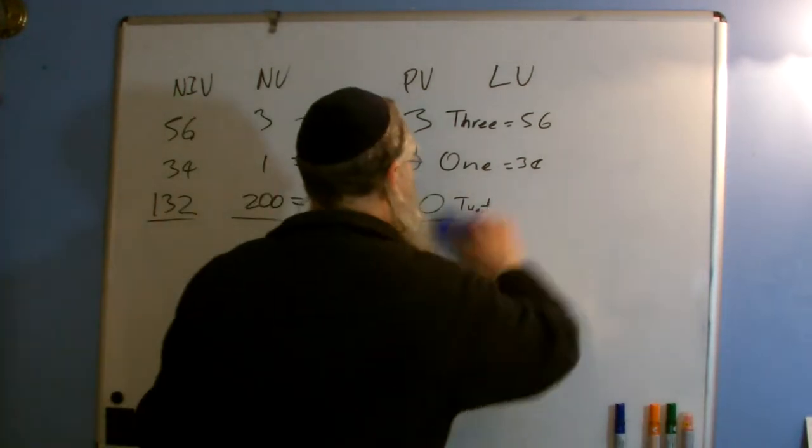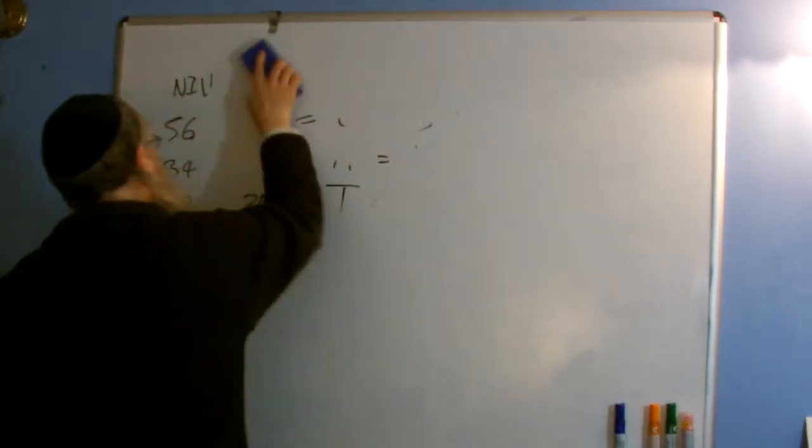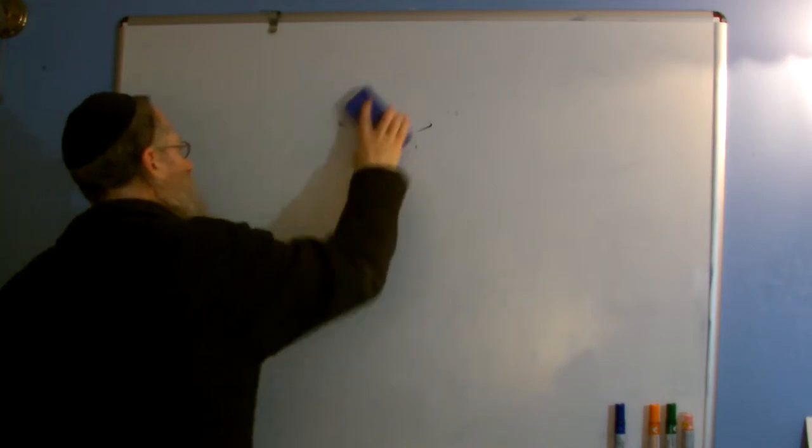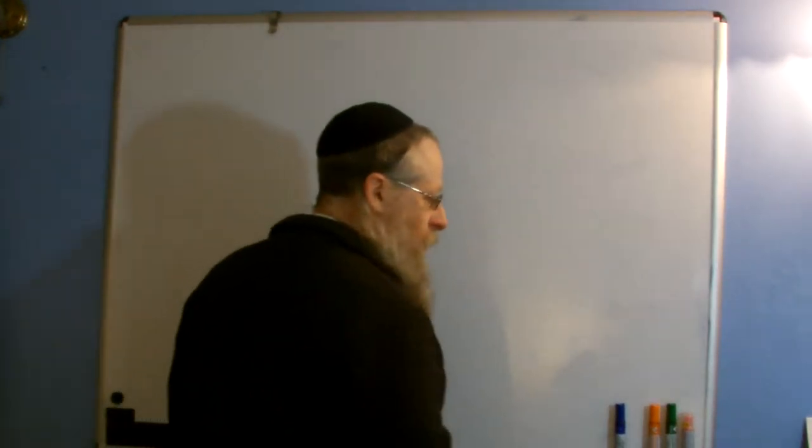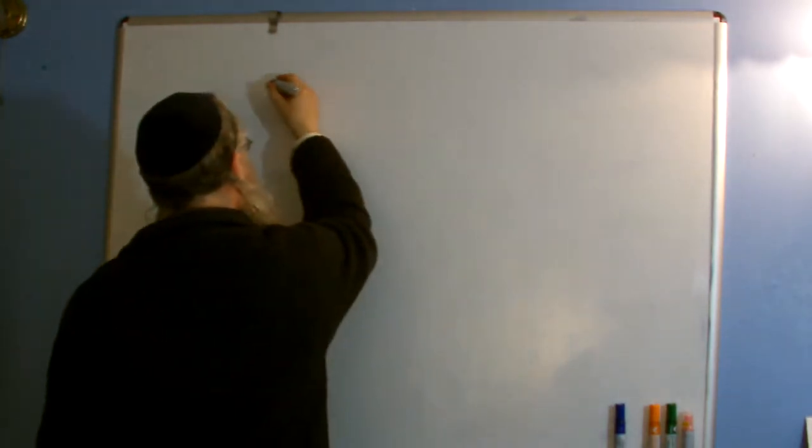So, having said that, as a brief summary of the four main systems, we're going to look at the flag of England.